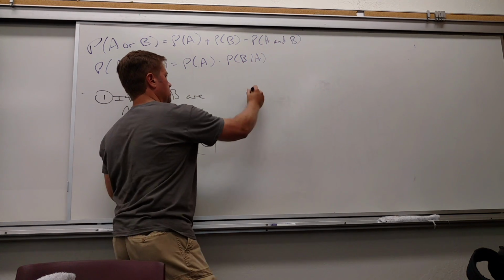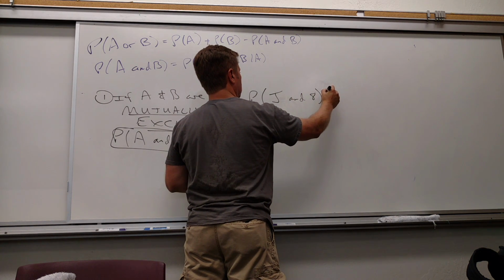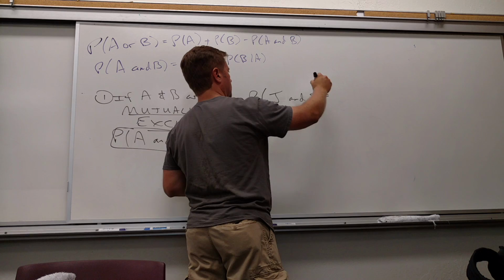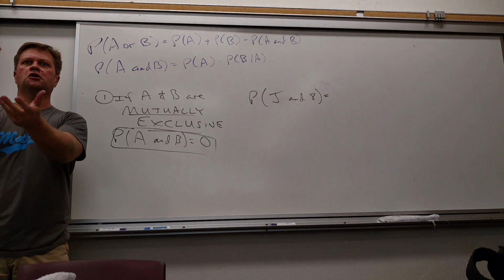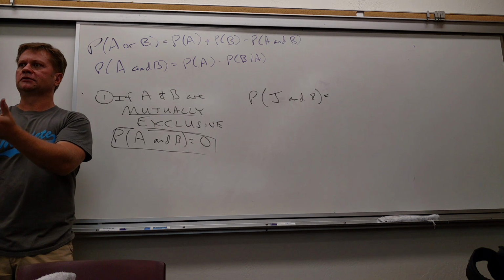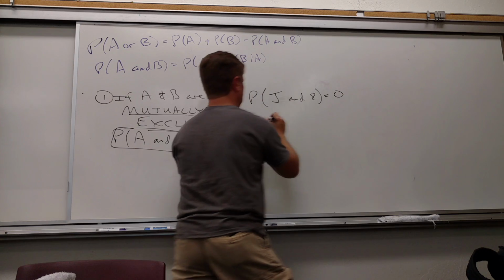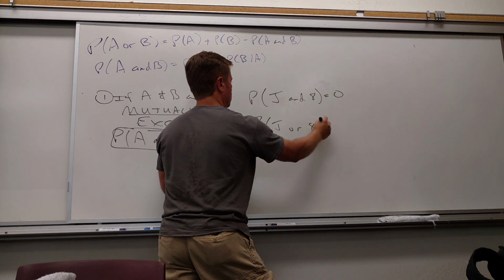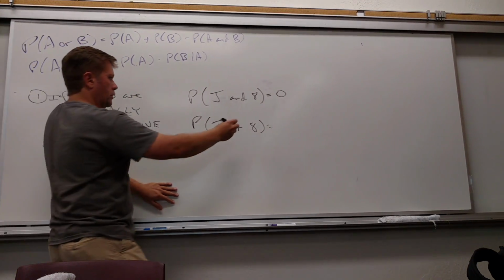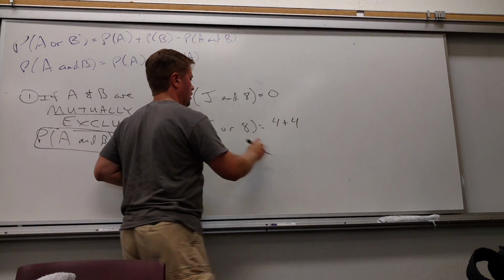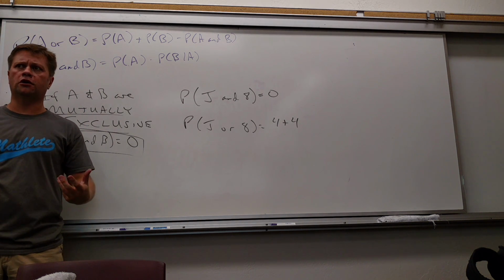So for example, if I said, what's the probability I pick a jack and an 8 out of a deck of cards? If I take one card, it's probably a jack and an 8. 0. All right. So what's the probability I get a jack or an 8? How many jacks are there? 4. How many 8s are there? 4. How many cards are both? 0 cards are both jack and 8.